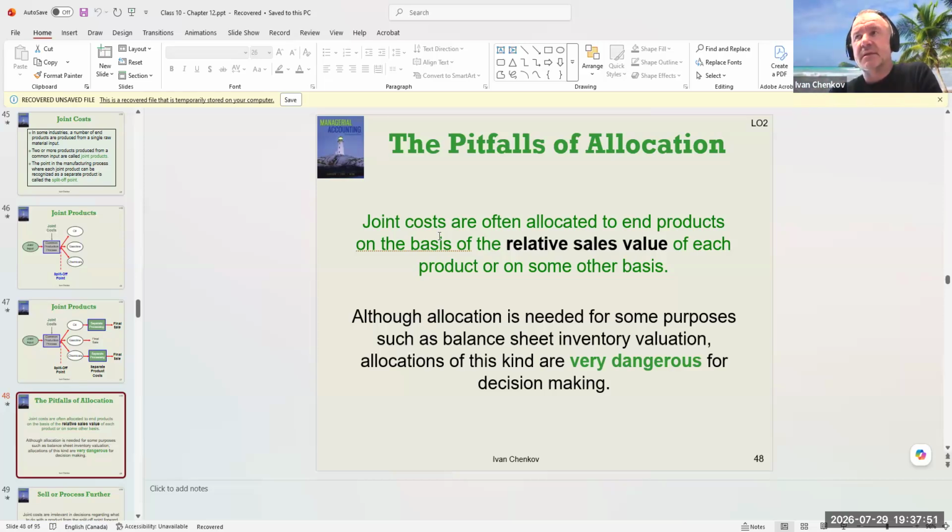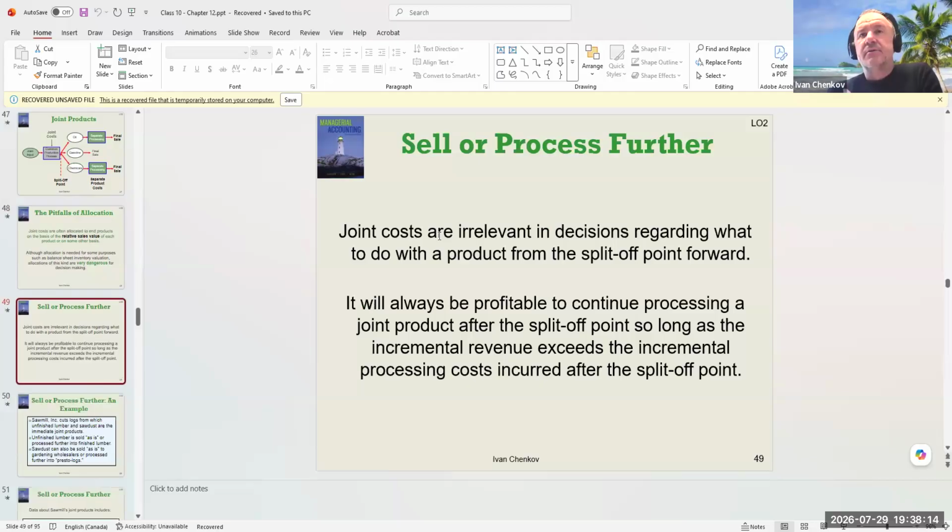What's happened in the past, leave it in the past. That's a sunk cost. Although allocation is needed for some purposes, such as balance sheet inventory valuation, allocation of this kind is very dangerous for decision making. For that reason, all the costs up to the split-off point are not considered. So the joint costs are irrelevant in the decision regarding what we're going to do going forward from the split-off point. Up to the split-off point, whatever cost you have, you ignore it.